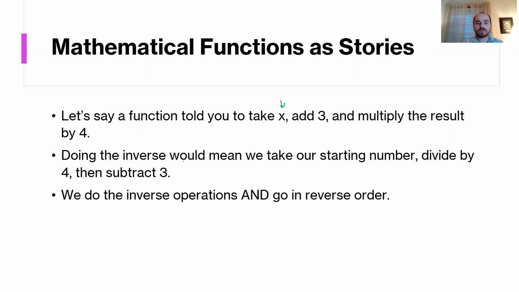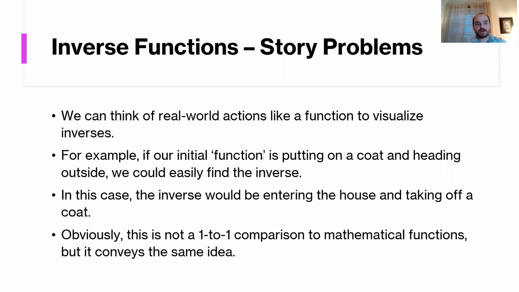Now, you'll notice that we do the inverse operations and go in the reverse order. We started in the initial function with adding 3, and then we multiplied by 4. In our inverse function, we're dividing first, which undoes the multiplication, and then we're doing the subtraction, which undoes the addition. This makes sense conceptually if you think about our coat example. Let's say you put on the coat because it was raining outside and you didn't want to get wet.